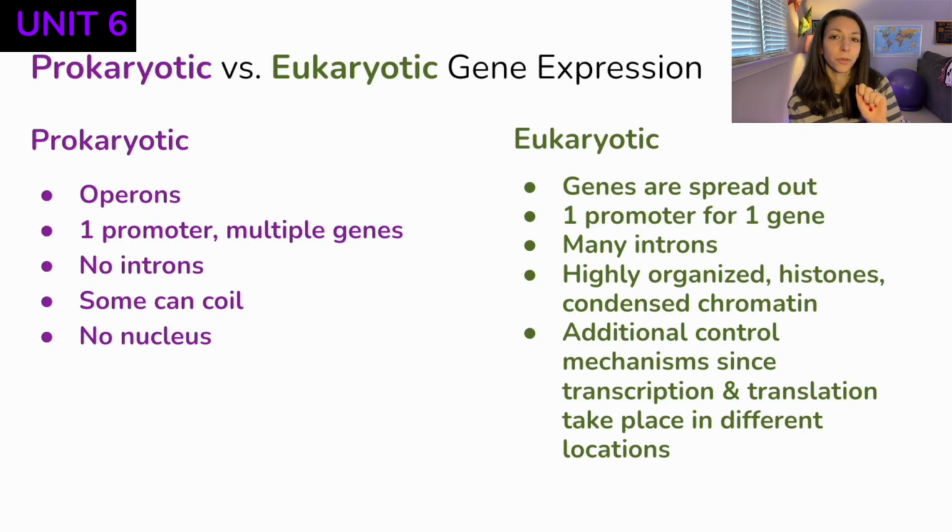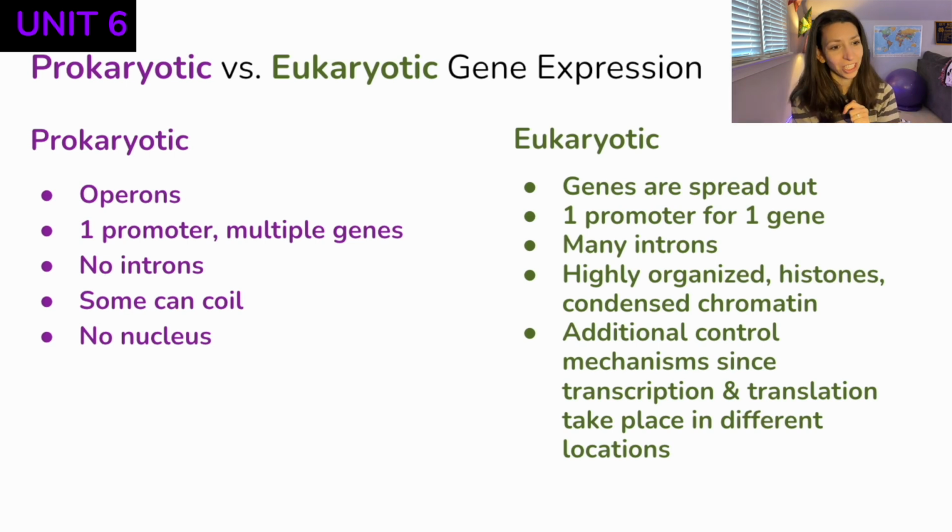All right, let's take it back to prokaryotic gene expression and compare the two really quickly. In prokaryotic gene expression, a lot of that is going to rely on operons. We can have one promoter for multiple genes, and there are no introns. Some sections can coil, but there's no nucleus, and so we have transcription and translation sometimes taking place in the same locations within the cell.